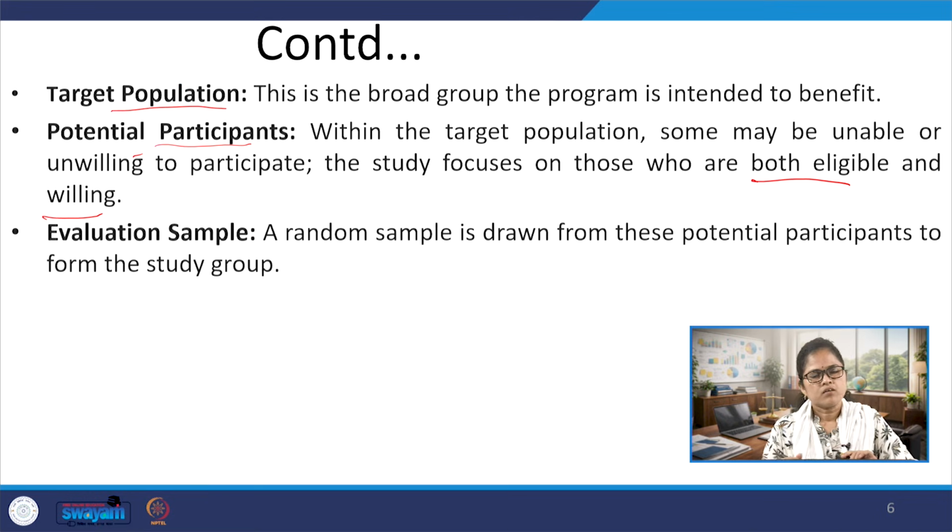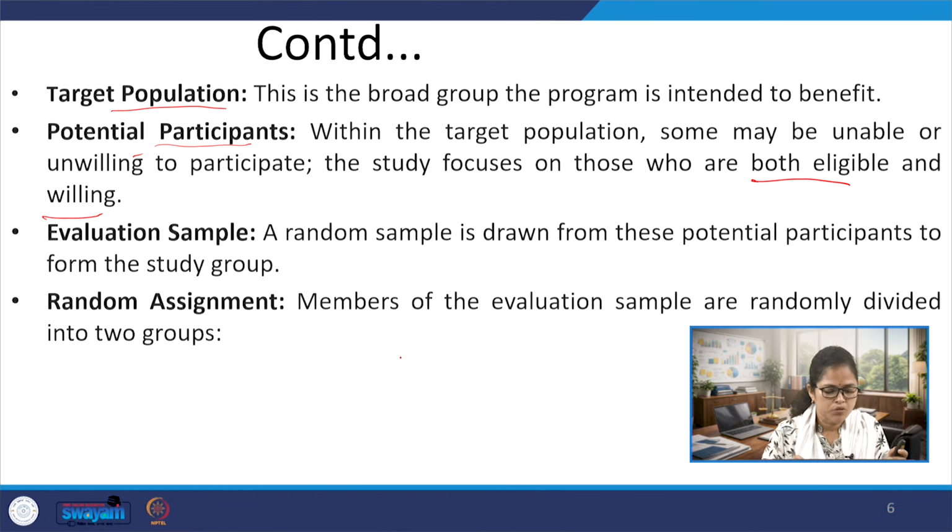Okay, then coming to the third tier, which would be the evaluation sample. So what is this evaluation sample, or who consists of this evaluation sample? Again, it is a part of your potential sample. From this potential sample we are drawing this evaluation sample. So here a random sample is drawn from these potential participants to constitute our study group. Okay, so once we find this study group, then we can go for randomization, assigning the members randomly. So that is your random assignment.